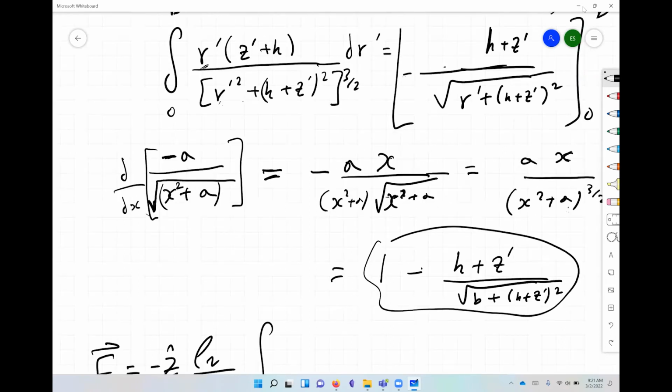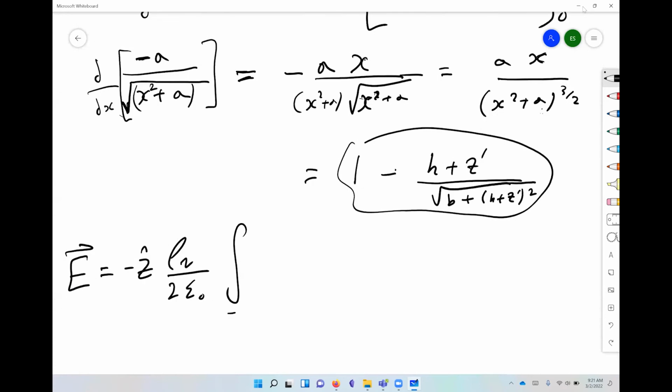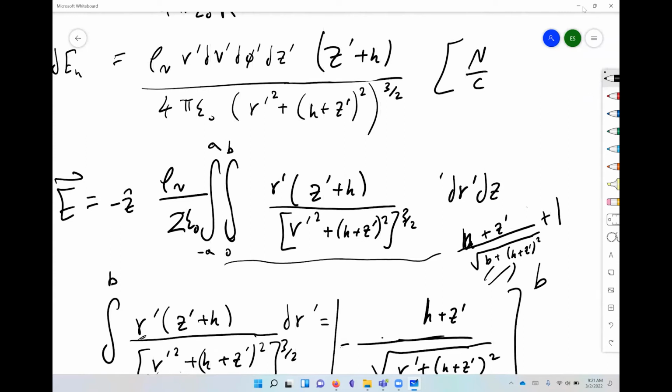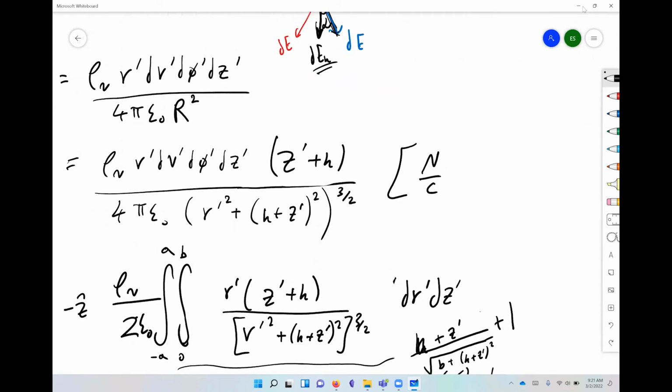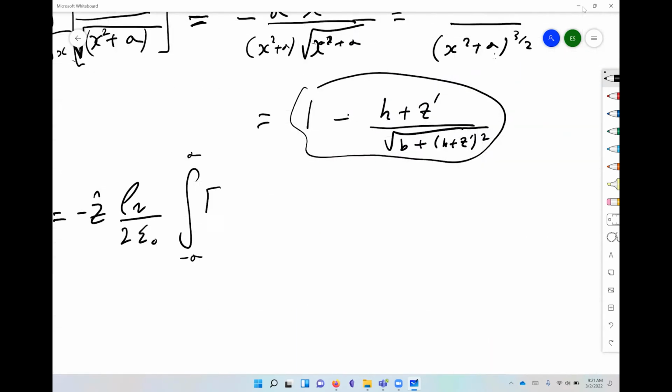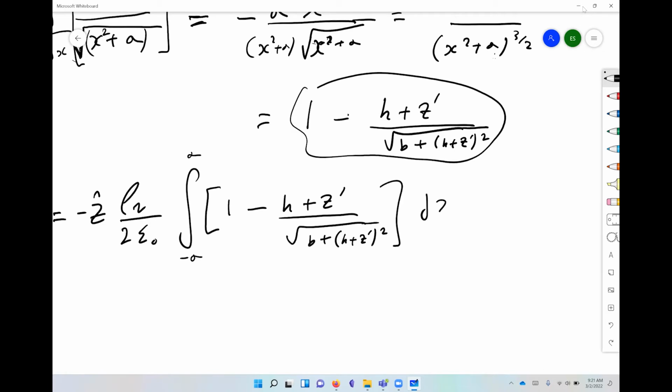And then I have the final integral, which is from minus A to A. I think there's a typo in the book there. And then, yeah, so this is O prime. So this now is integrated with respect to Z prime: 1 minus H plus Z prime over B plus H plus Z prime squared dZ prime. Now this integral is easy to find. I mean, the book goes through some weird thing where he has a logarithm there. I don't know why it does that, but this is a really easy integral to find.